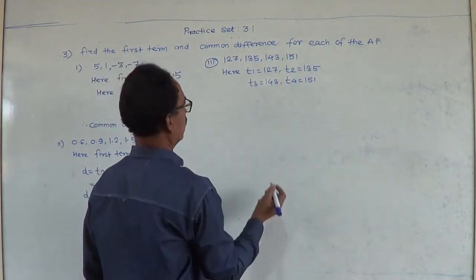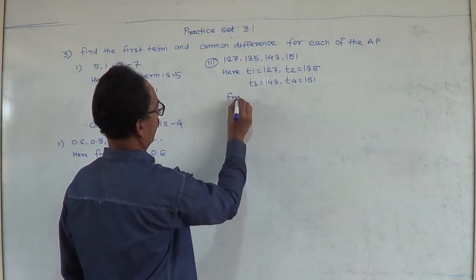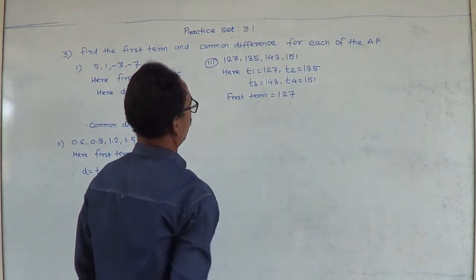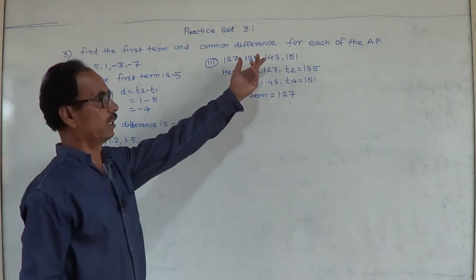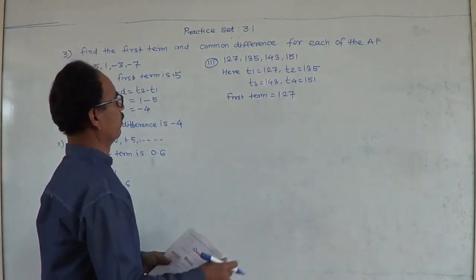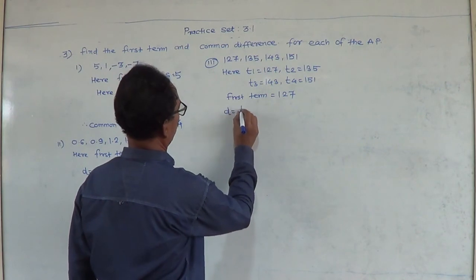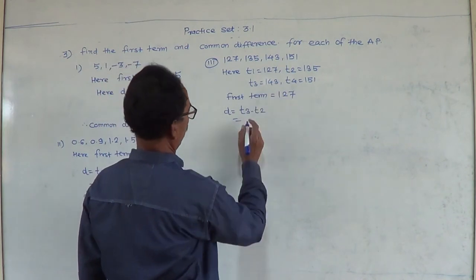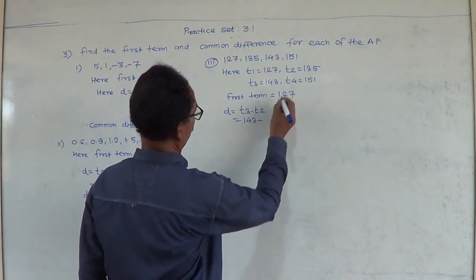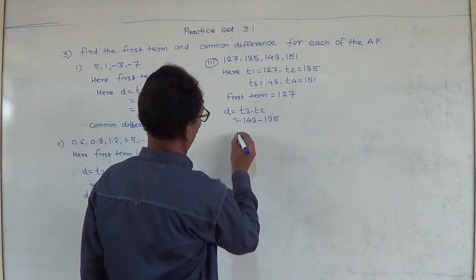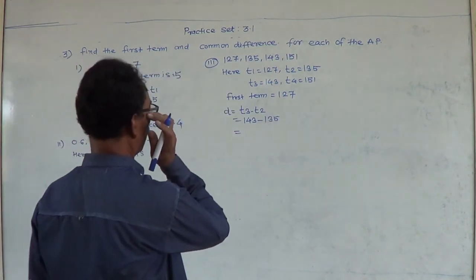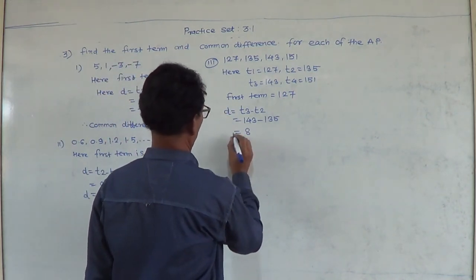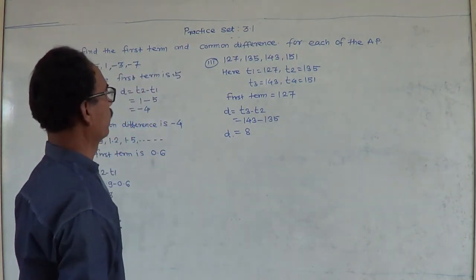So T1 is our first term, so we can write here first term is 127. To find the value of d, take the difference between any two consecutive terms. Here the value of d will be equal to T3 minus T2. Our T3 is 143, our T2 is 135. And the answer will be 8. The value of d will be equal to 8.